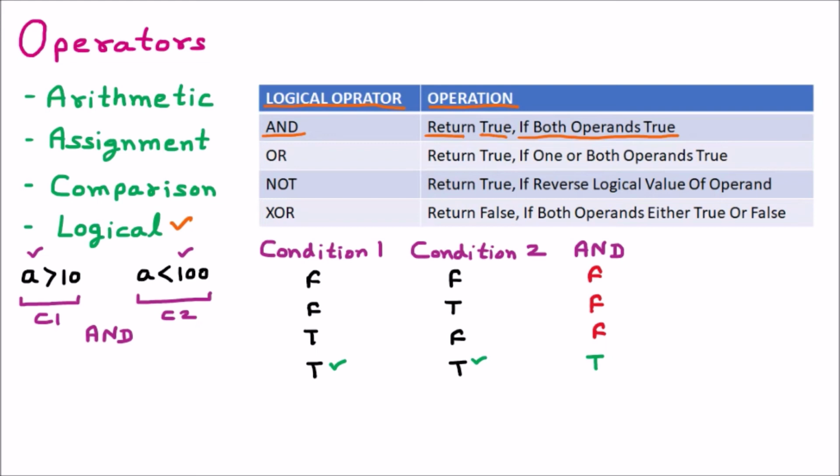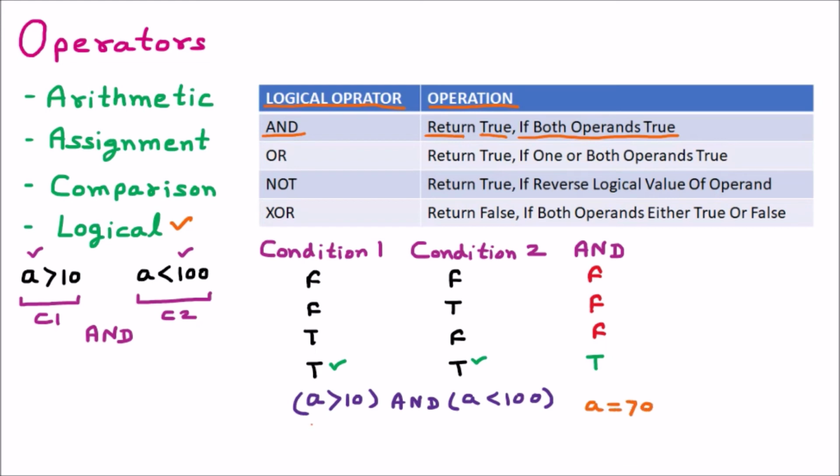Let's say if I am writing this condition together, A greater than 10, now into the bracket I am applying the AND here. Afterward, into the bracket I am saying A less than 100. So I know that these are the two conditions. Let's assume that the value of A is, let's say, 70.